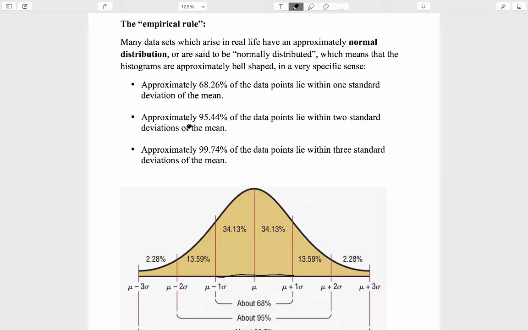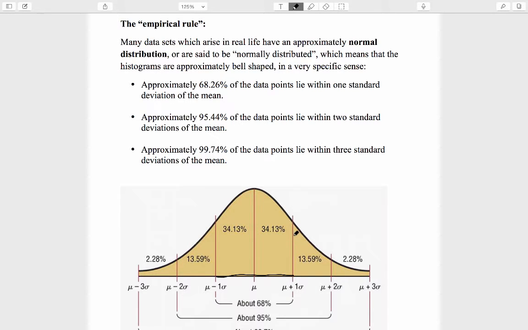Approximately 95.44% of the data points lie within 2 standard deviations of the mean, so everywhere from the mean minus 2 copies of sigma up to the mean plus 2 copies of sigma. So all of this entire range here, this is a total of 95.44% of the data, and 99.74%, that's virtually all of the data points, lie within 3 measuring sticks of the mean, from mu minus 3 copies of sigma all the way up to mu plus 3 copies of sigma.